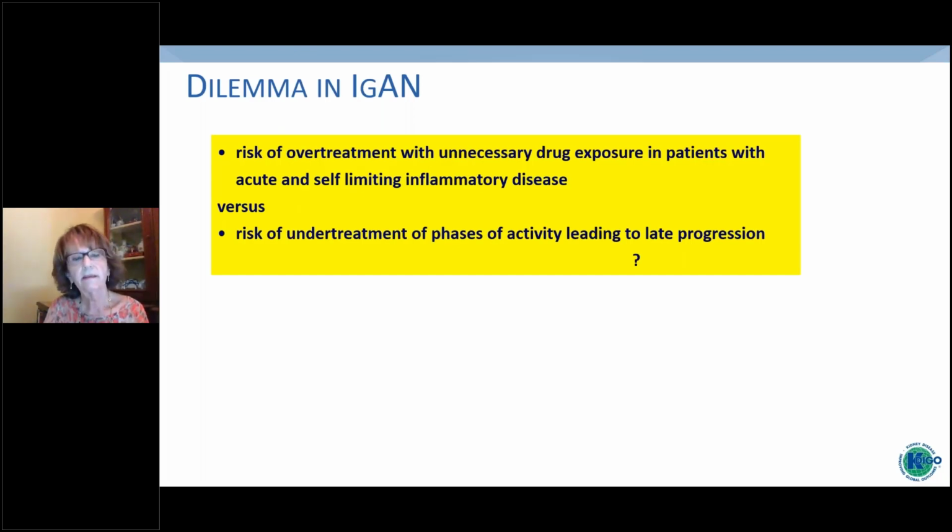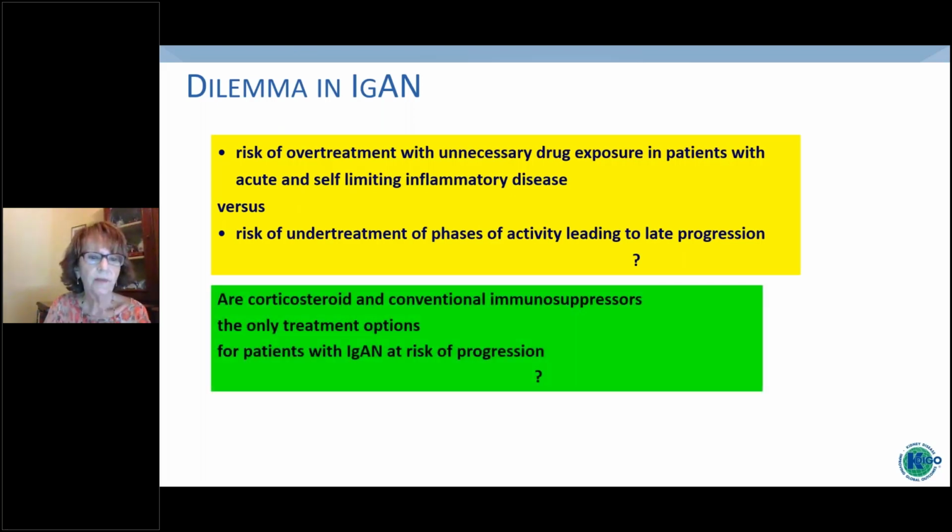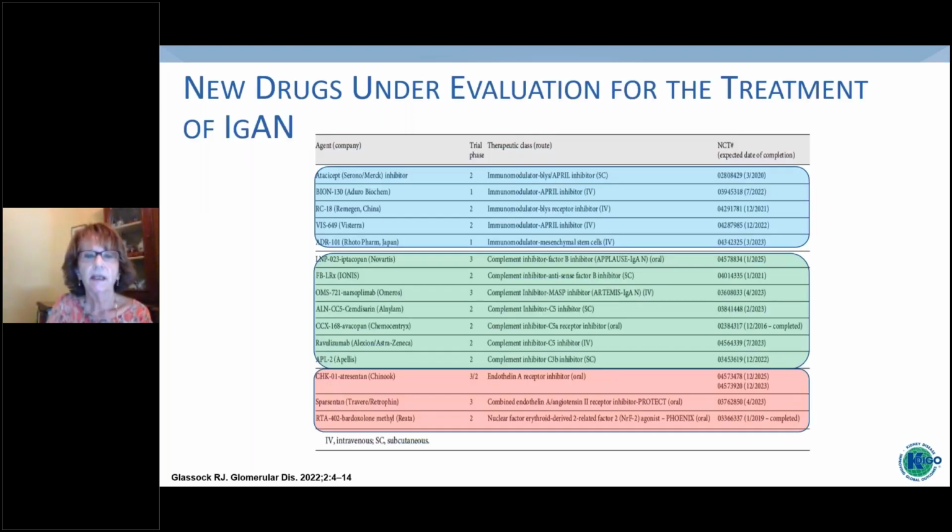Or on the other hand, a risk of undertreatment of vasoactivity leading to late progression. And furthermore, we may wonder if corticosteroid and conventional immunosuppressors are the only treatment options for patients with IgA nephropathy at risk of progression. Indeed, there is a large series of new drugs under evaluation for treatment of IgA nephropathy, and Dr. Lafayette will present and discuss.